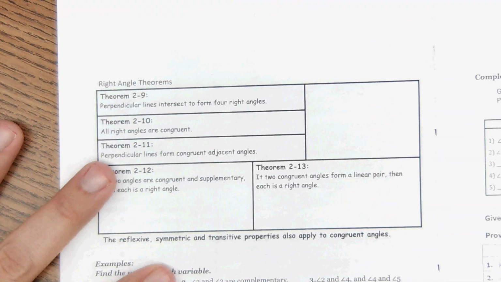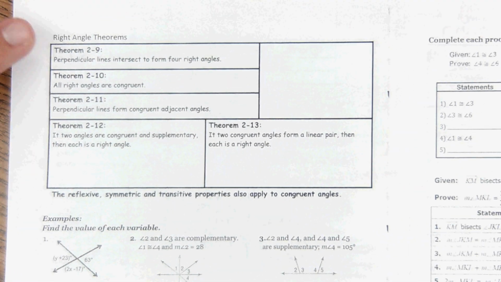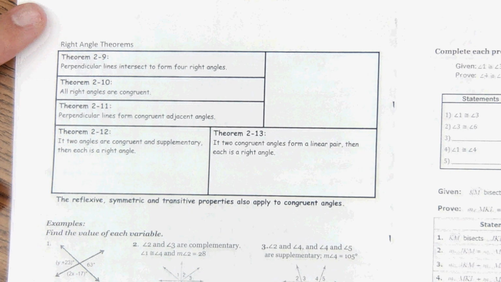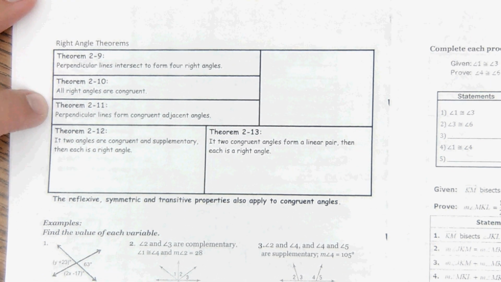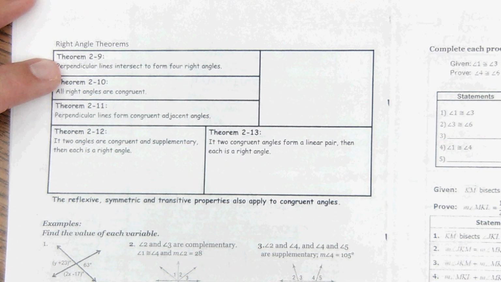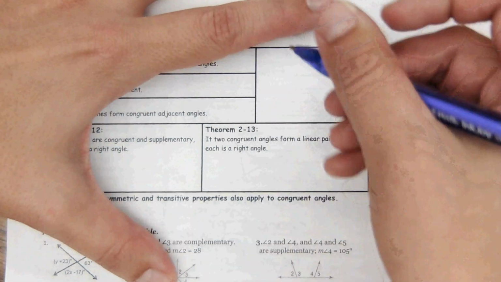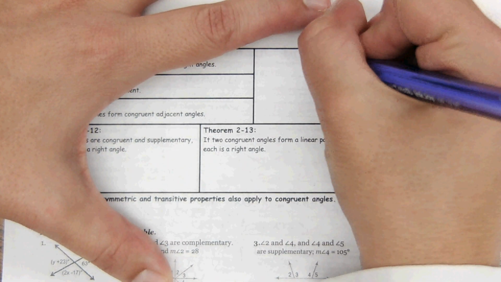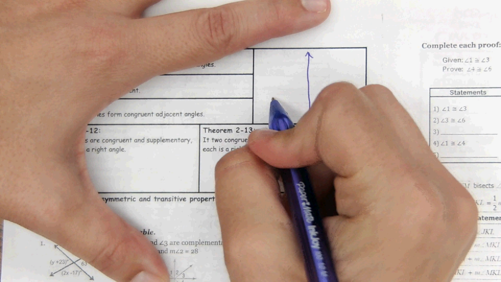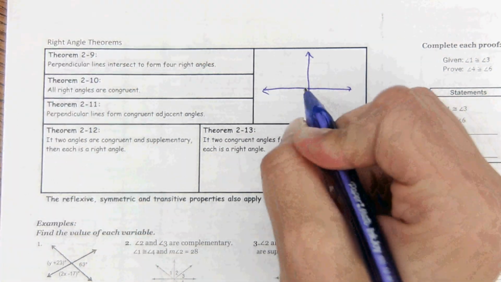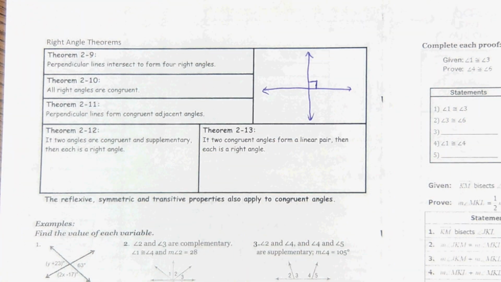Okay. This box right here, it's honestly just common sense. It's just really spelling it out. It's all about perpendicular lines. So what we're going to do in this box is draw a set of perpendicular lines. And perpendicular lines come together to form a right angle.